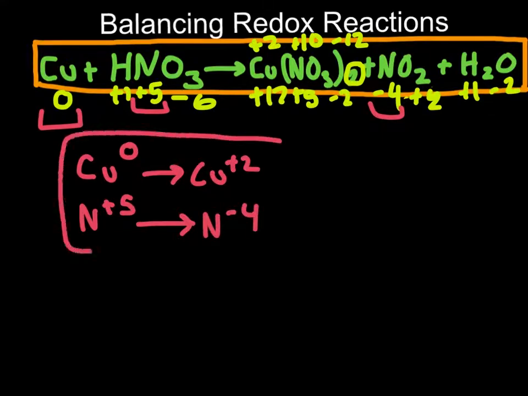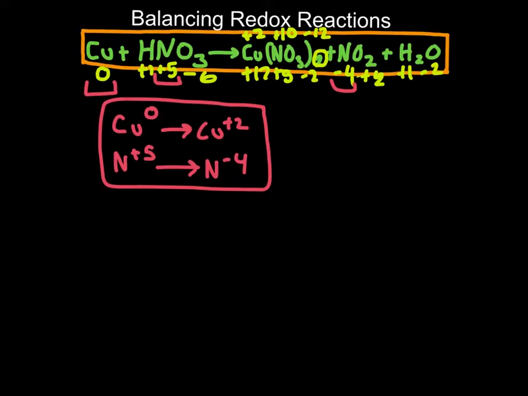Copper goes from 0 to +2, and nitrogen goes from +5 to +4. Great. Where do I go from there? Now we just have to keep track of our electrons here. So now we're going to talk more about the oxidation and reduction. So copper is going from 0 to +2.